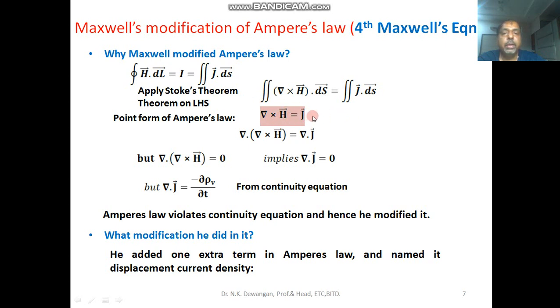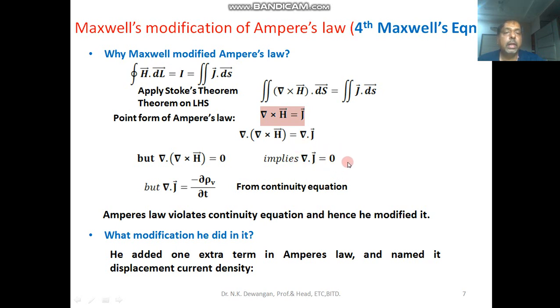Now take the divergence of this equation, on both the left hand side and the right hand side. So you take the divergence of curl of H vector on the left hand side, and on the right you will get divergence J vector. But it is a property of vector calculus that the divergence of curl of any vector is always 0. So if we put that equal to 0, this implies that the divergence of the current density vector J is equal to 0.